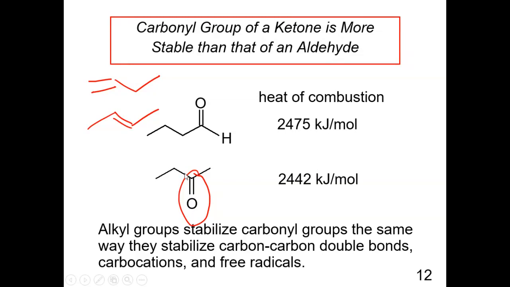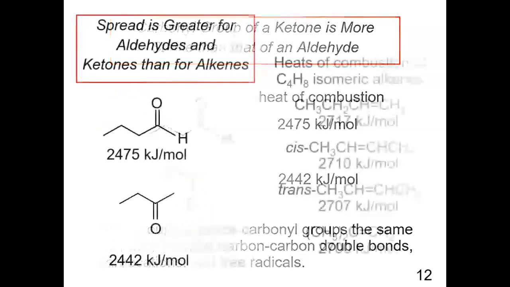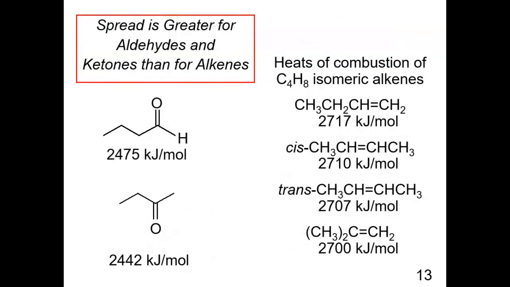In a ketone, the carbonyl group is stabilized by 2 alkyl groups, and in the aldehyde, the carbonyl group is stabilized by only 1 alkyl group. So the more alkyl groups, the better they can stabilize the carbonyl group. The only thing is I want to give you a quantitative comparison.